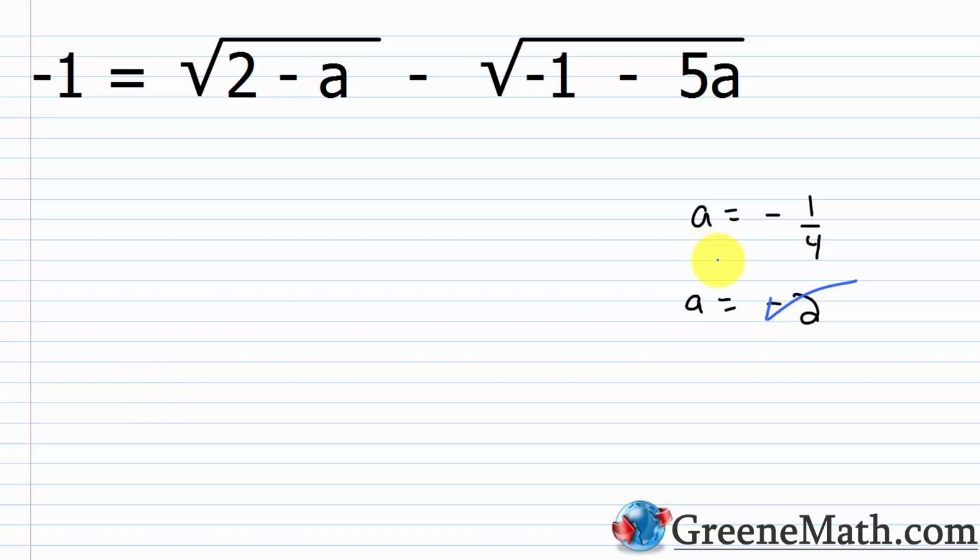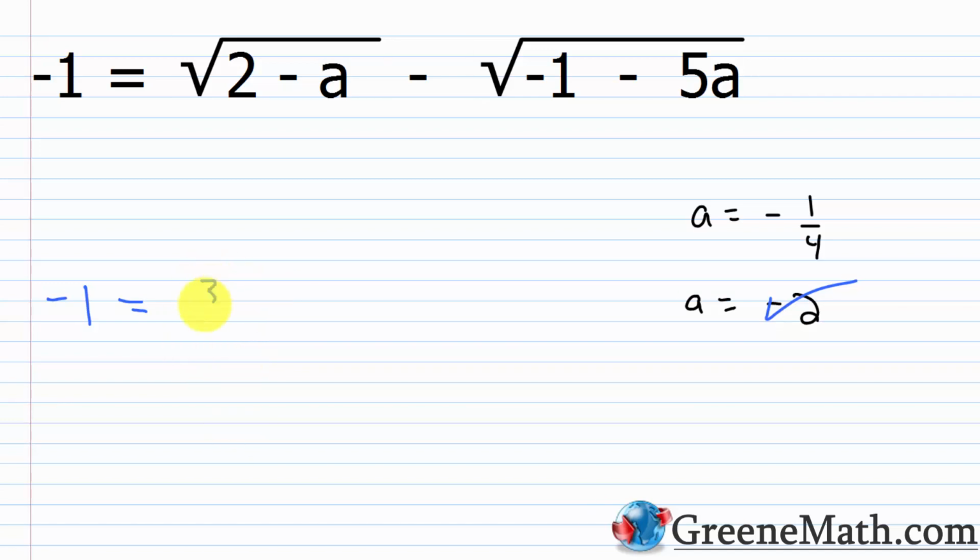So let's take a look at a equals negative 1/4 now. We have negative 1 is equal to the square root of 2 minus a negative 1/4. That's like 2 plus 1/4. Now, to deal with the fractions, I could write 2 as 8/4, and really I could write this as 9/4. So the square root of 9/4. We can write that as the square root of 9 over the square root of 4. Square root of 9 is 3, square root of 4 is 2. So this is really 3/2.